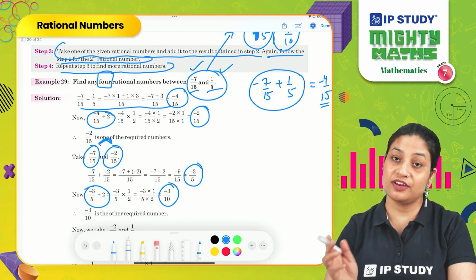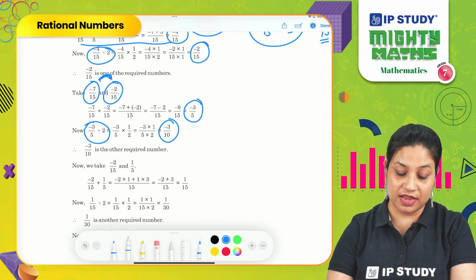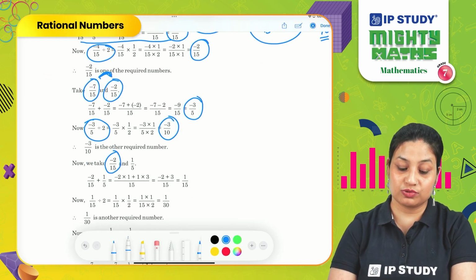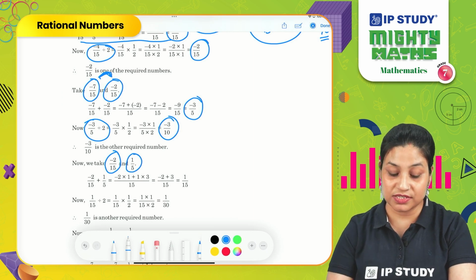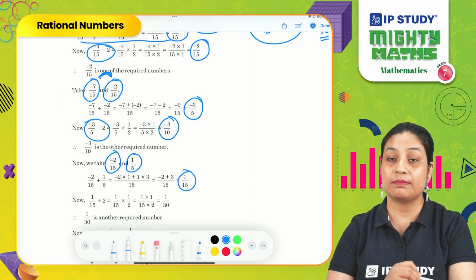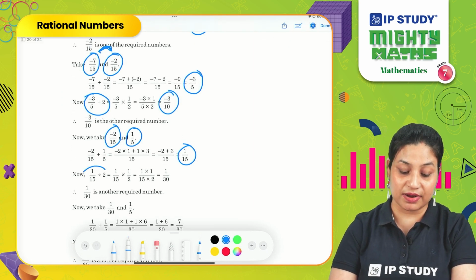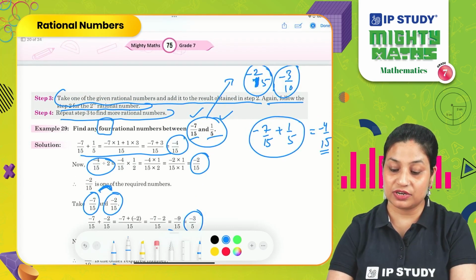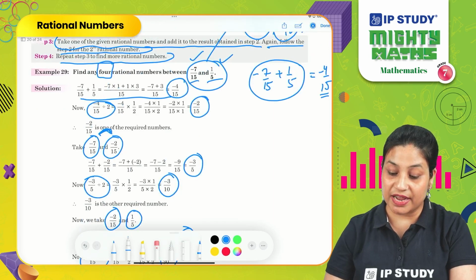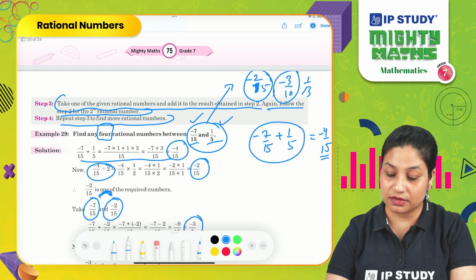Next step, again you have to repeat the same step. Then you will take minus 2 by 15, the first number, and the second rational number which was given to us. Add these two numbers, you will get 1 by 15. Divide the sum by 2, you will get 1 by 30. It means that my third rational number is 1 by 30.